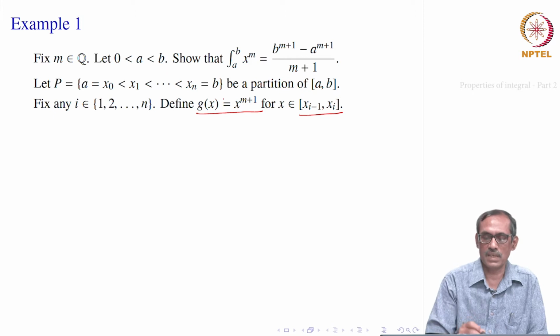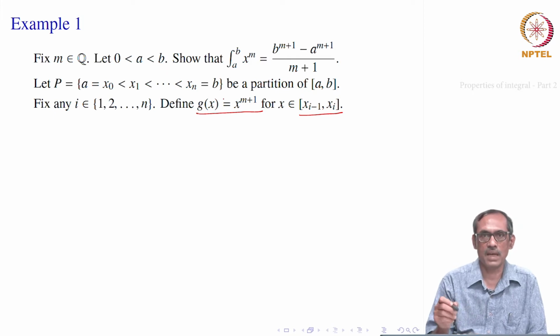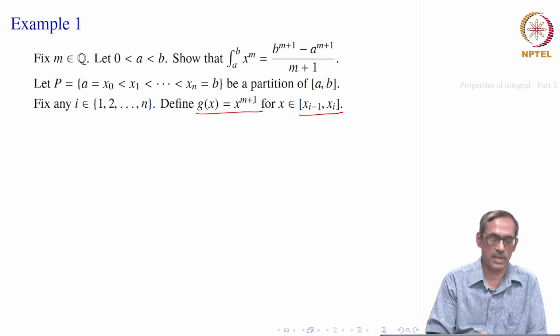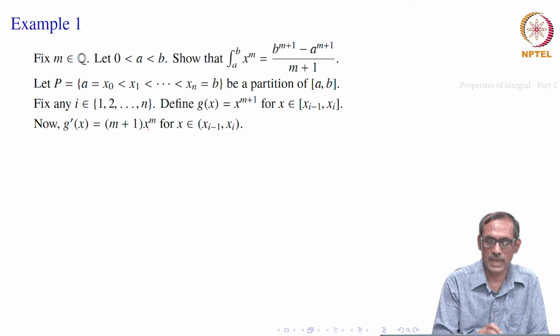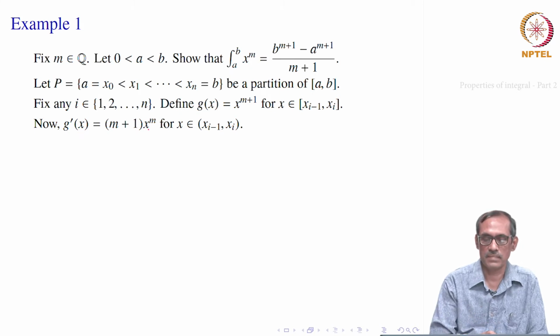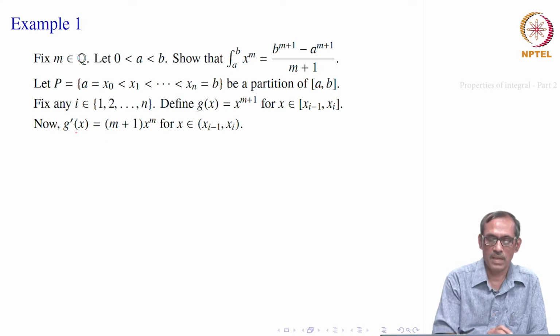We have done something like this in another problem earlier, when we found the integral of cosine x. So, now let us say g of x equal to x to the power m plus 1 for x in x i minus 1 to x i. Now, g prime of x is equal to m plus 1 times x to the power m. So, g is differentiable over the open interval. For any point in the open interval, its derivative is g prime of x equal to m plus 1 into x to the power m.